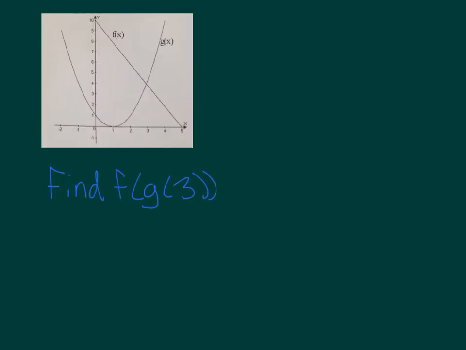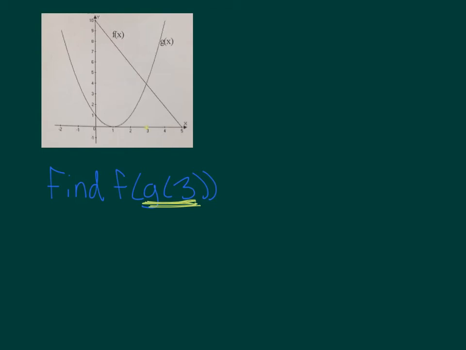Alright, now here's a different type of example. I've given you a graph instead of the actual function written out. And I want you to find f of g of 3. So just like we did before, I want you to work from the inside out. I want you to find g of 3 first. And what does that even mean? It means what is y when x is 3?